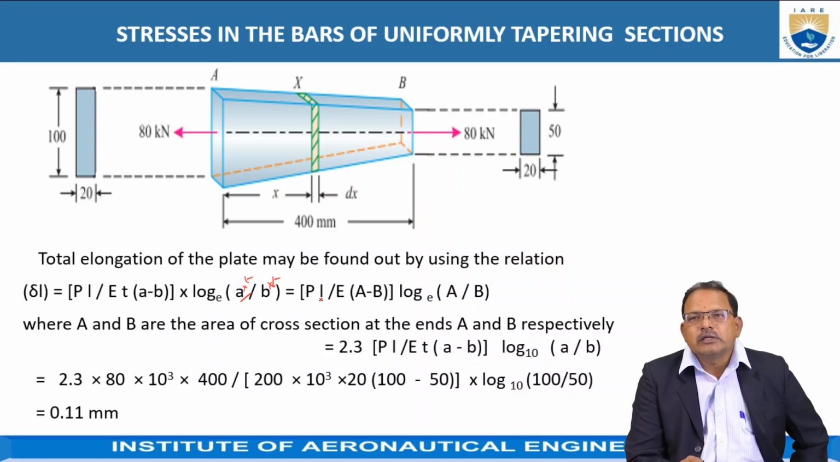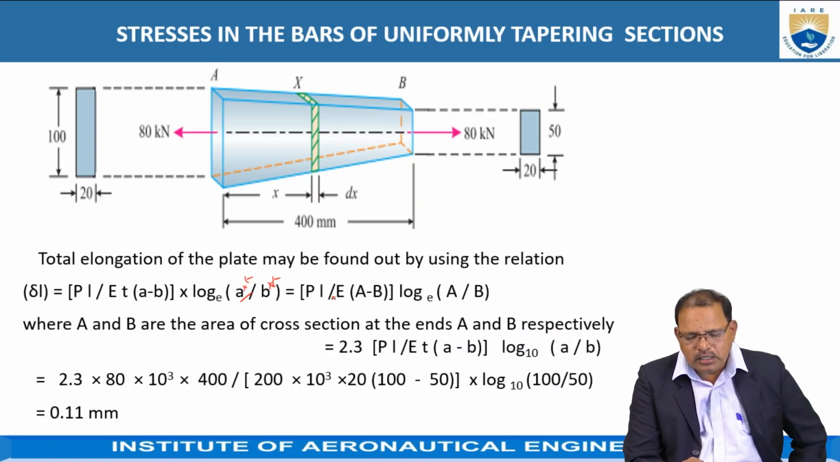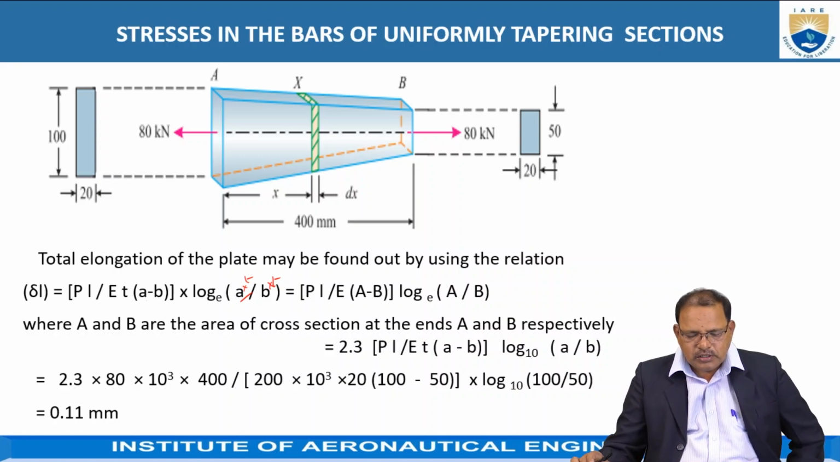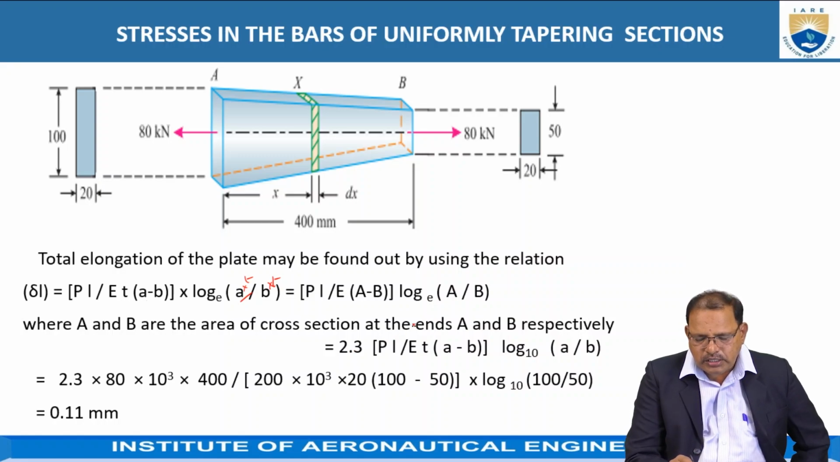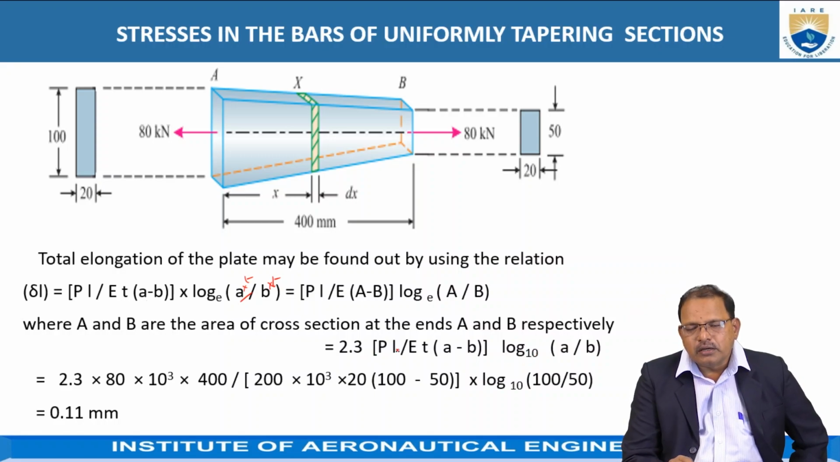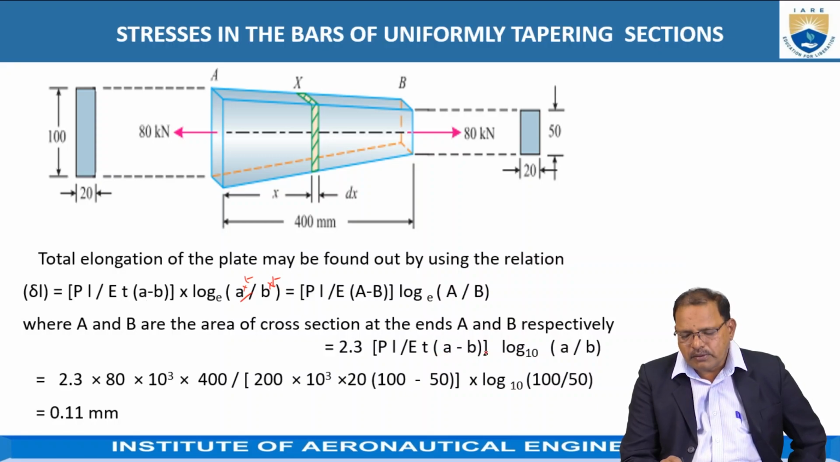So the modified equation can be written as P into L divided by E into A minus B, multiplied by log e of A by B, where capital A and capital B are representing the area of the cross section at the ends A and B respectively. We can take log e as 2.3 into log base 10, which is equal to P into L divided by E t, it can be written as A minus B divided by log 10 into A by B.